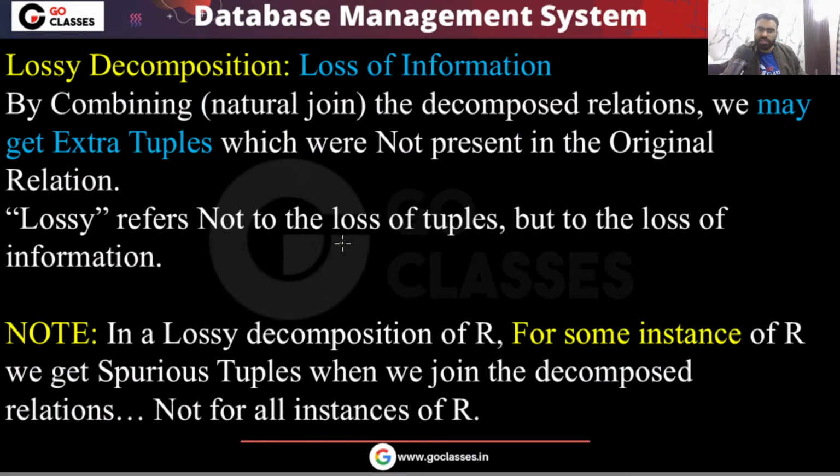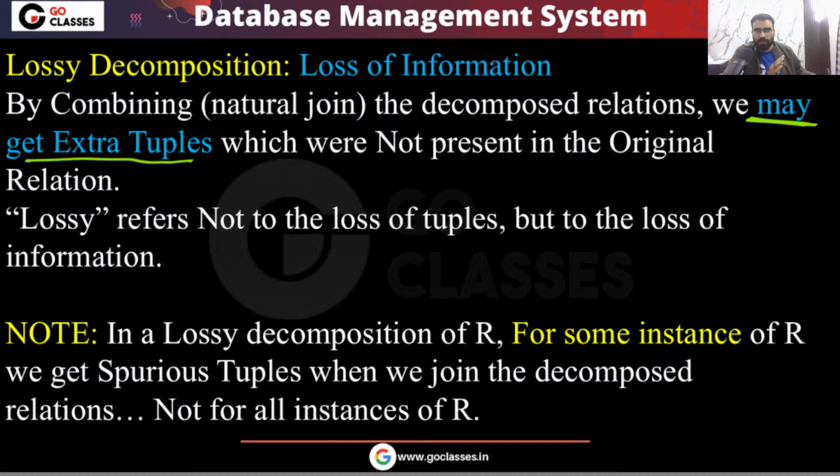And what about the lossy decomposition? Okay, we have already seen that lossy decomposition simply means that we may get extra tuples. When I say we may get extra tuples, what does it mean? It means that for at least one instance, we should get extra tuples.